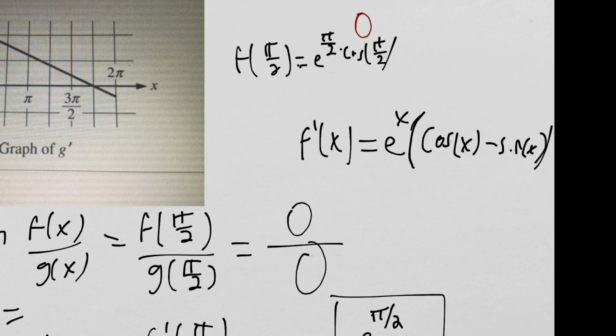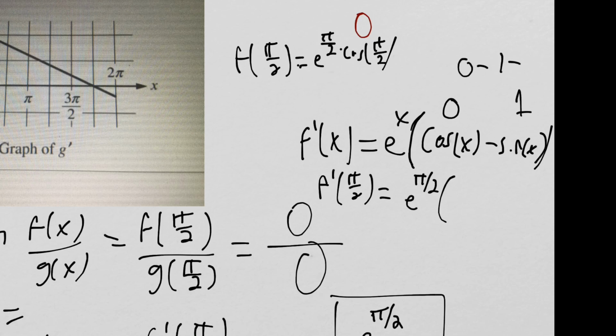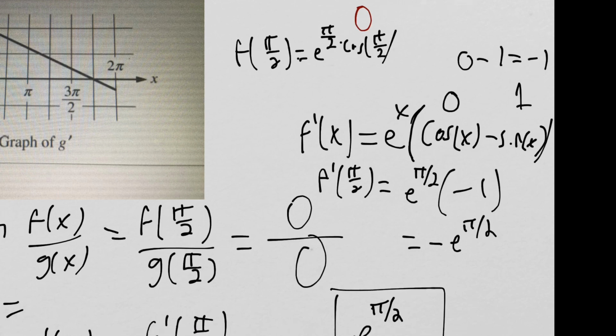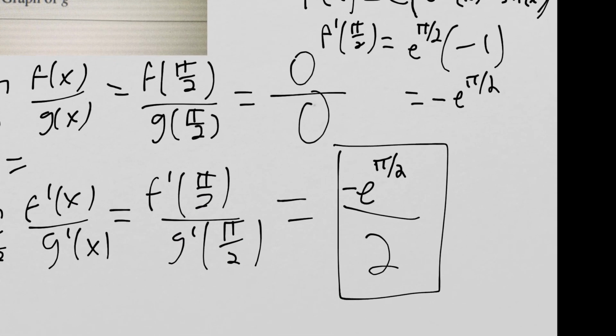f prime x is e to the x times cosine x minus sine x. That's just from earlier. So all we need to do is replace x with pi over 2, which is going to give us e to the pi over 2 times cosine of pi over 2, which is equal to 0, minus sine of pi over 2, which is equal to 1. So this is going to be 0 minus 1, which is negative 1. So this is going to be negative e to the pi over 2. That's our f prime pi over 2. So then we can just plug that in right here. We get negative e to the pi over 2 divided by 2.